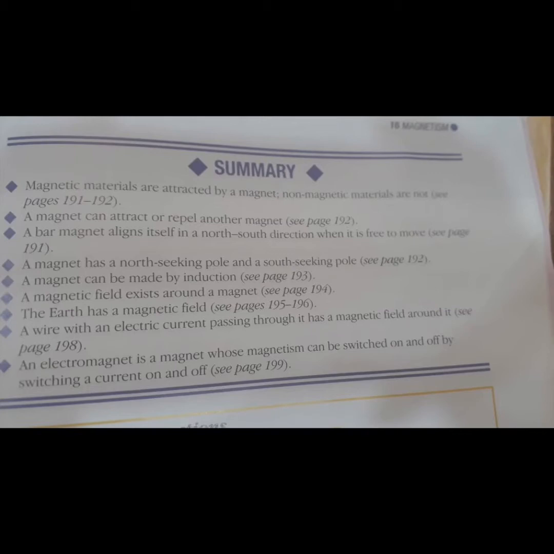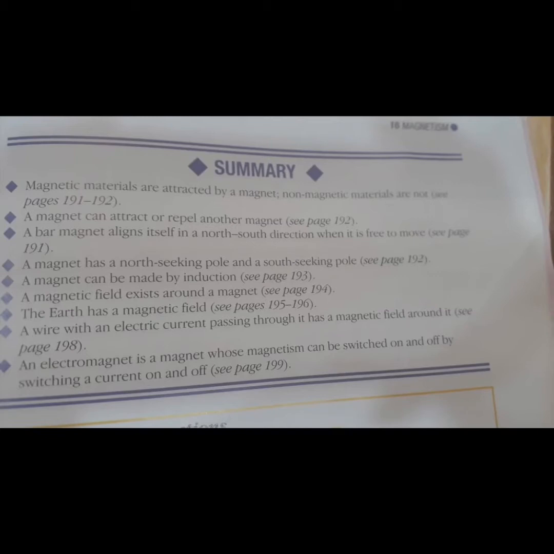So when we approach North Pole to North Pole of another magnet, we are going to find them repel each other. And when we approach different poles, like North Pole to South Pole of another magnet, they will attract each other. So similar poles repel each other and different poles attract each other. And we said it before also.